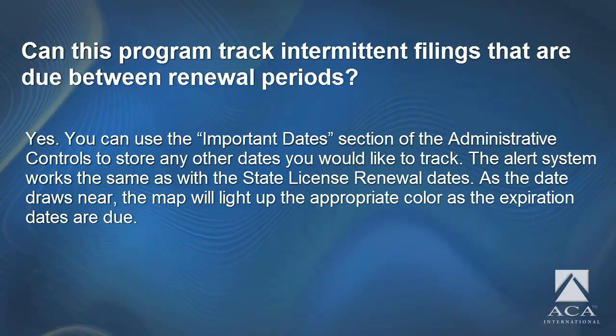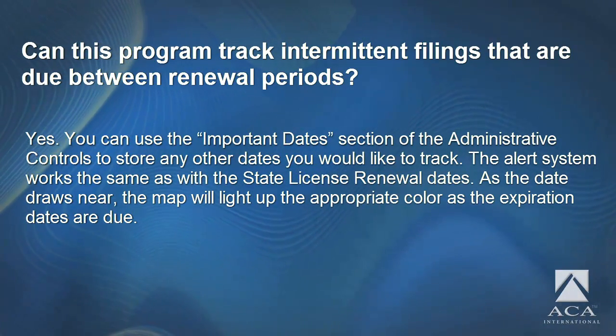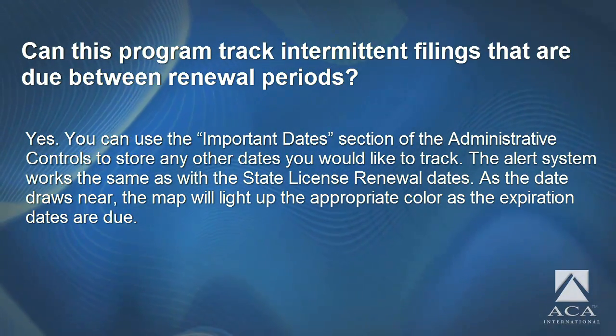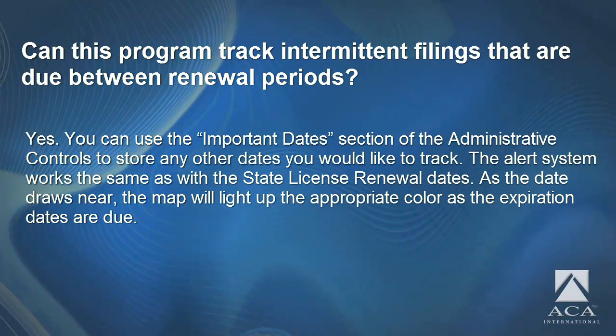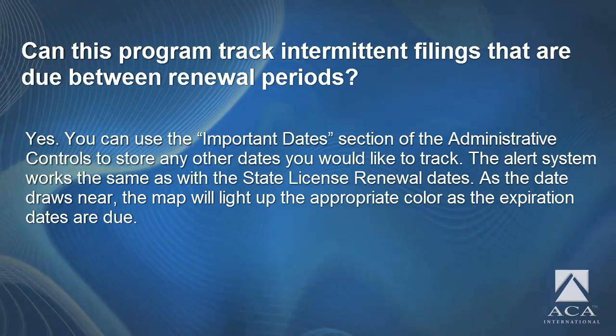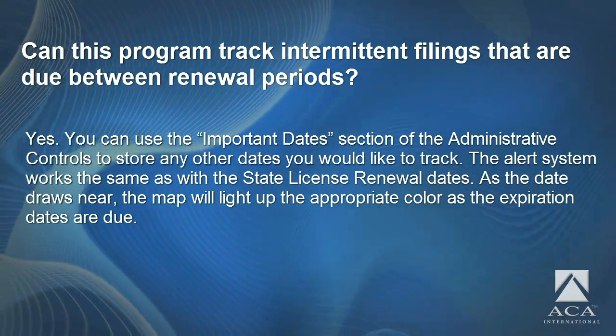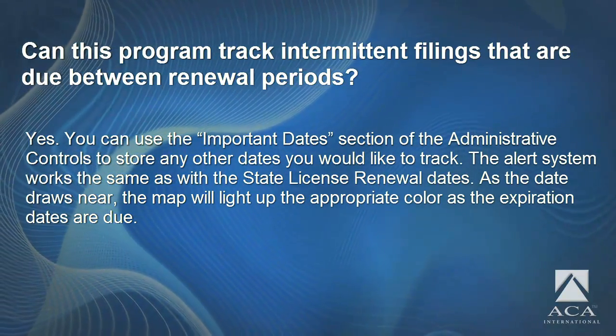Yes. You can use the Important Dates section of the Administrative Controls to store any other dates you would like to track. The alert system works the same way as the state license renewal dates. As the dates draw near, the map will light up the appropriate color as the expiration dates are due.